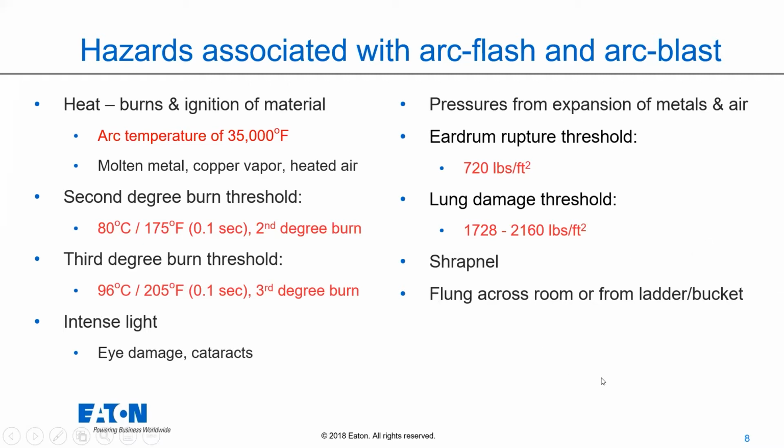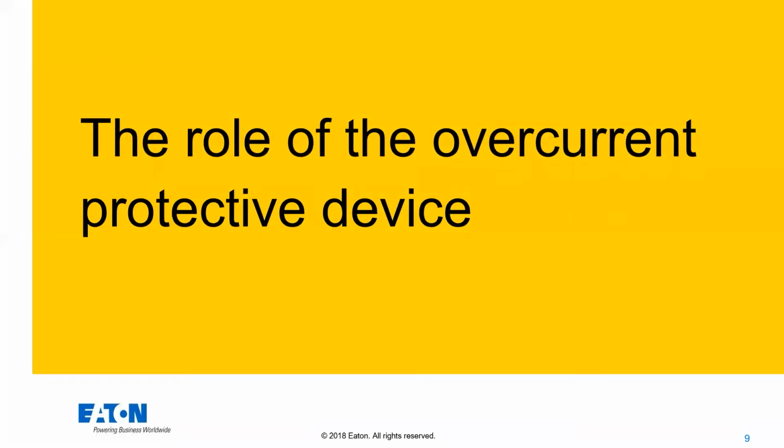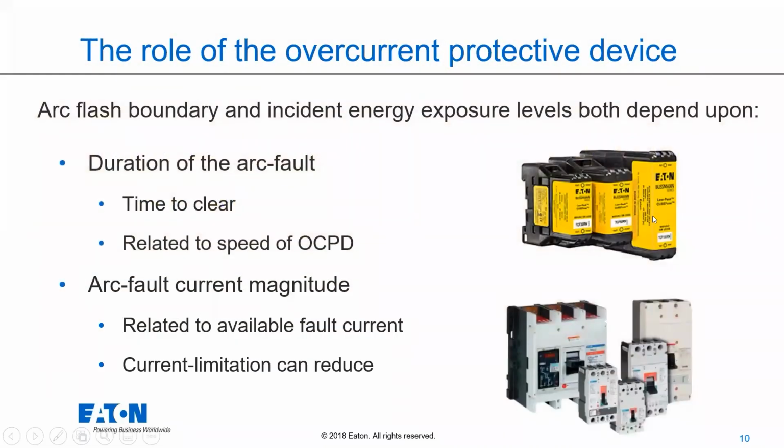Again, this is why we take so much care to be sure we protect ourselves from them. So I want to talk a little bit about the role of the overcurrent protective device during an arc flash. So arc flash boundary and incident energy levels, right? These are what we calculate. These are obviously proportional to that amount of energy that we see during an arc flash event.